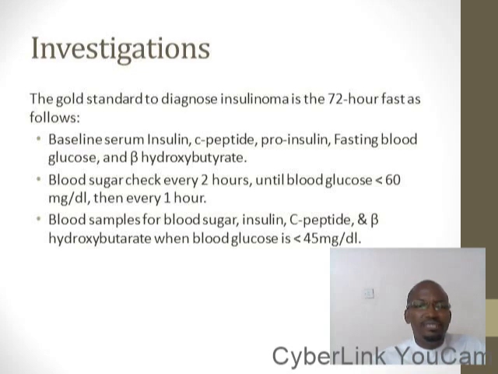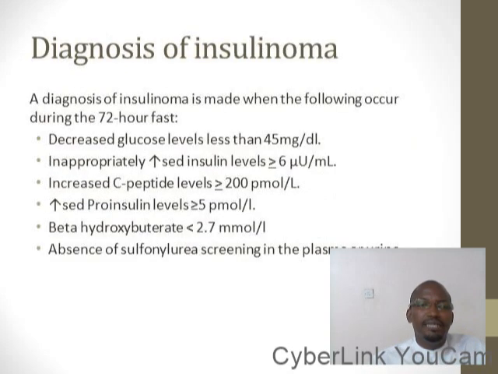Then the blood sugar is checked every 2 hours until the blood sugar is less than 60 milligrams per deciliter, and then it should be checked hourly. We stop the test when the blood sugar is less than 45 milligrams per deciliter.